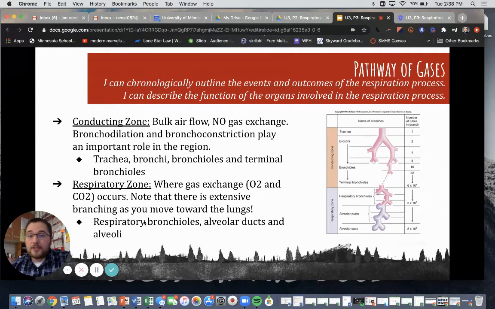Bronchodilation and bronchoconstriction play an important role in this particular region. That is how the bronchioles are set up. Trachea, bronchi, bronchioles, and terminal bronchioles are all included within the conducting zone.